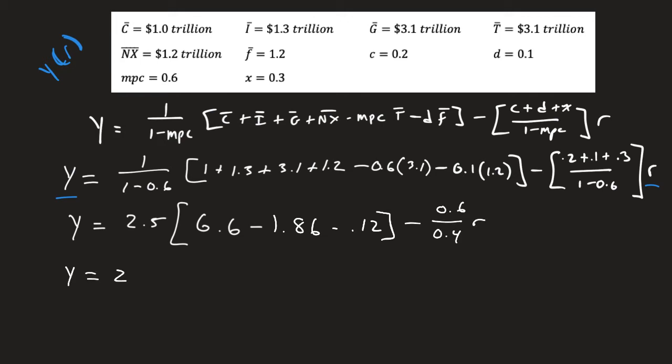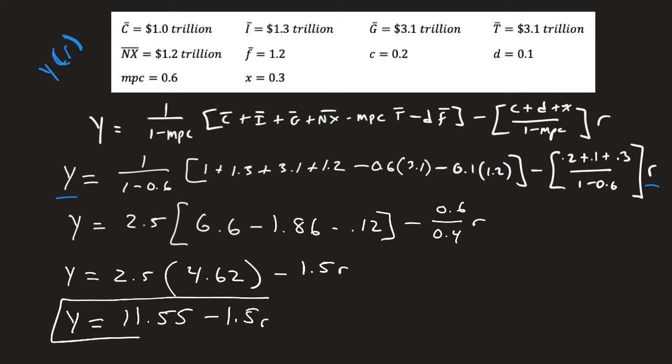We can continue to simplify this by saying 6.6 minus 1.86 minus 0.12 is going to get us to 4.62, minus 0.6 divided by 0.4, which is 1.5, times R. Last thing we need to do is say Y equals 2.5 times 4.62 equals 11.55 minus 1.5R. This right here is our IS function.